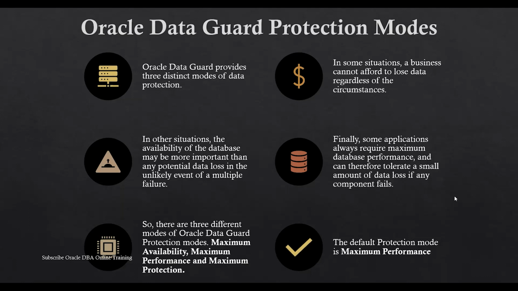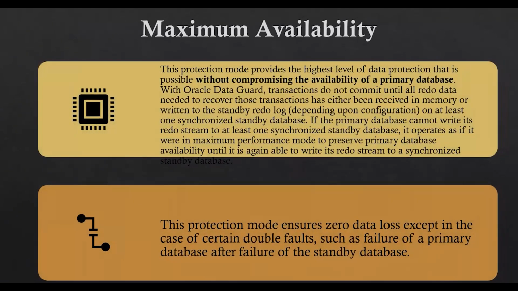We'll look deeper into them on the next slides. So let's move to the further points. We have the first mode, that is maximum availability. Whenever we talk about maximum availability, this protection mode provides the highest level of data protection that is possible without compromising the availability of the primary database.